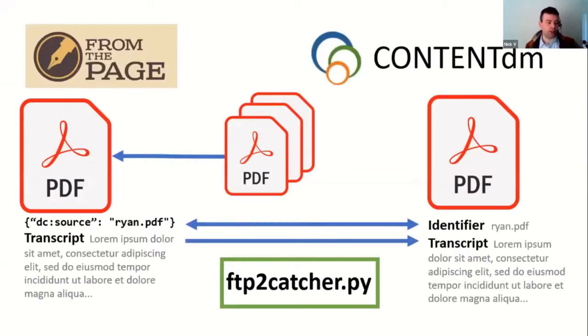To solve the sideloaded PDFs problem, I wrote a script called FTP to Catcher that pairs transcripts back to their corresponding ContentDM objects. Luckily, the file names of manually uploaded PDFs were stored in From the Page in a manifest metadata field called DC source, and they happen to exactly correspond to a field in our ContentDM metadata. So this script could take the From the Page project and ContentDM collection coordinates, do a search for the file name in ContentDM, and then output a JSON Catcher edit containing the From the Page transcript.